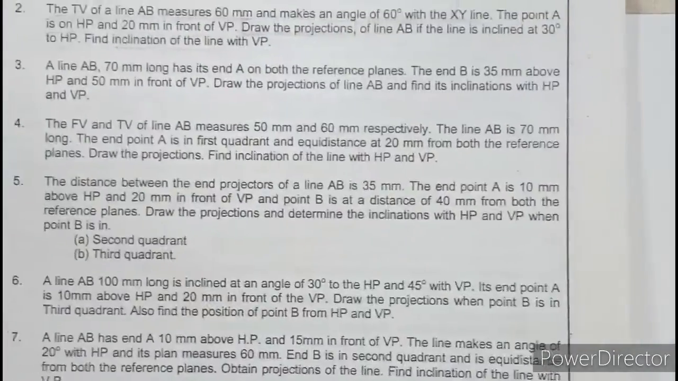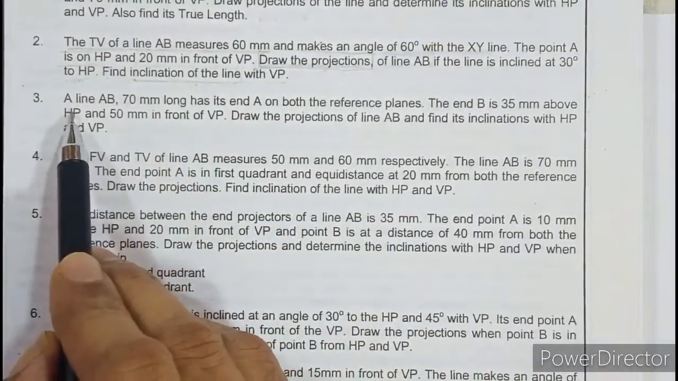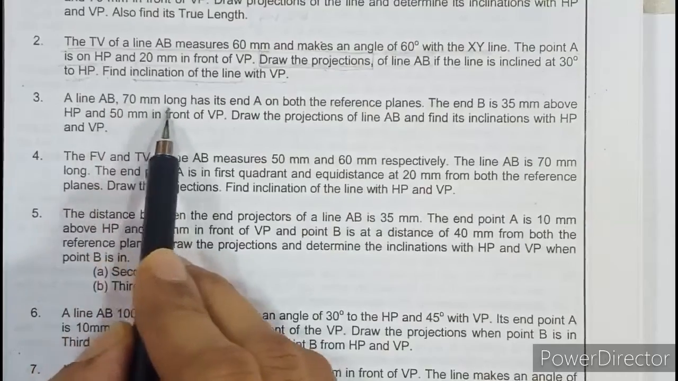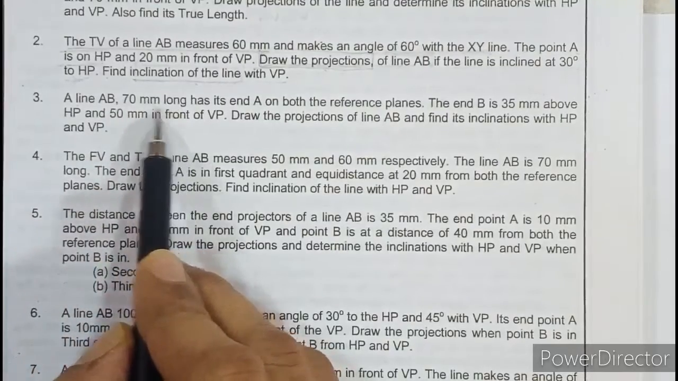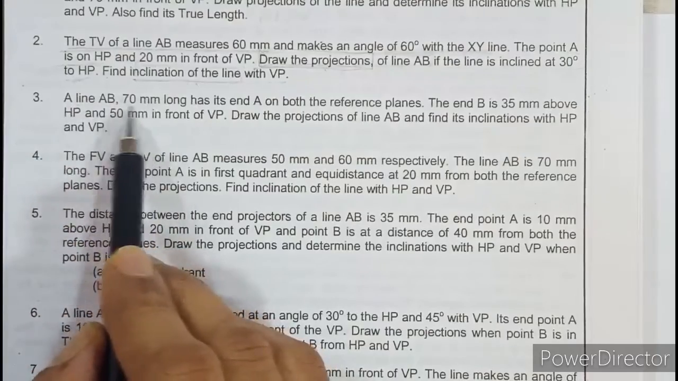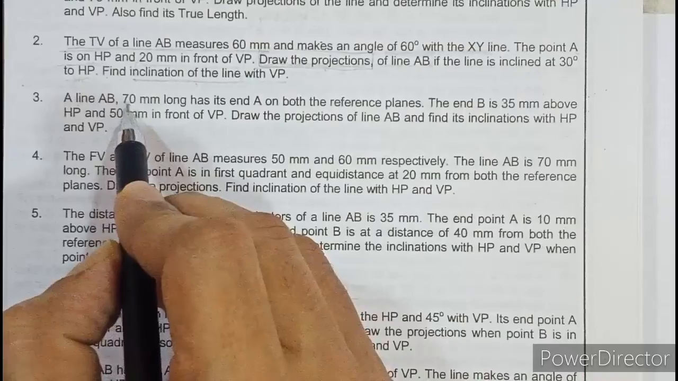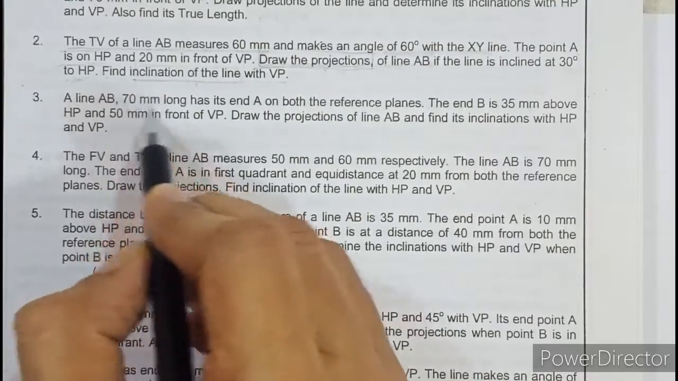Let us begin with question number 3 on projection of lines. So here is the question: a line AB 70 millimeter long. So for a line AB, the length is 70 millimeter. This clearly indicates that 70 mm is the true length of the line. It is the true length.